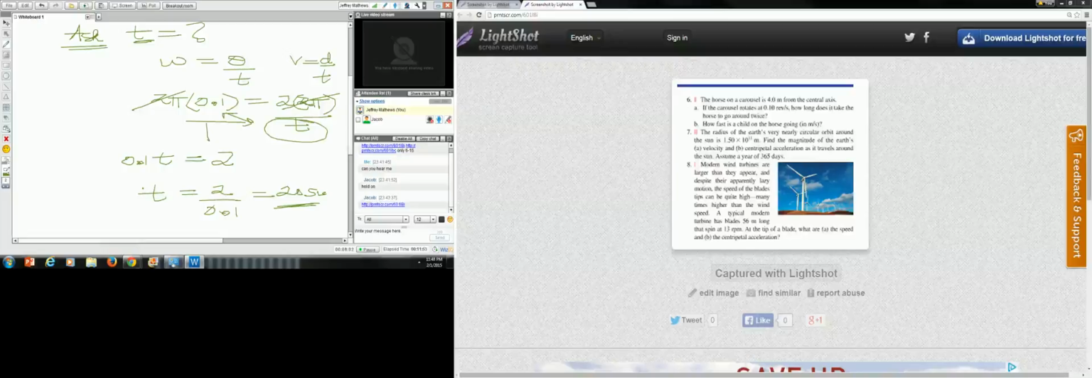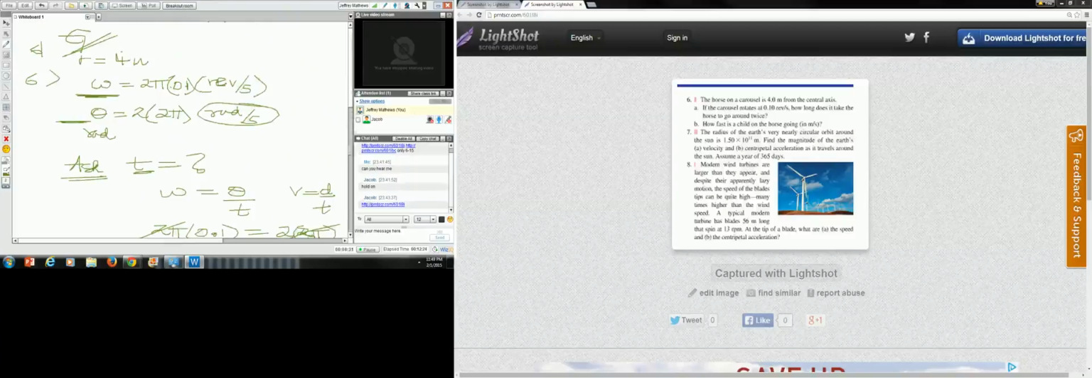Okay, I'm good. We're writing what's given to us, and we're looking for what's asked. Same method, but now we're in rotation. That's the only difference, right?